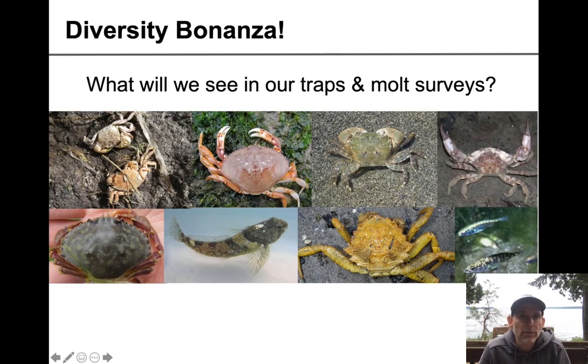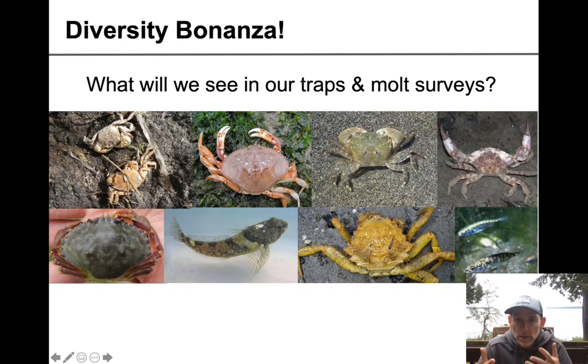So what sorts of critters might you encounter doing trap or molt surveys? The interesting thing about pocket estuaries is they're incredibly diverse. Pocket estuaries are nursery grounds and they're foraging areas for a wide variety of different types of animals. And because estuaries in general are a place where rivers meet the sea, you have a really interesting and dynamic system where different organisms are coming and going, and so we have a lot of diversity and a lot of really interesting things happening.